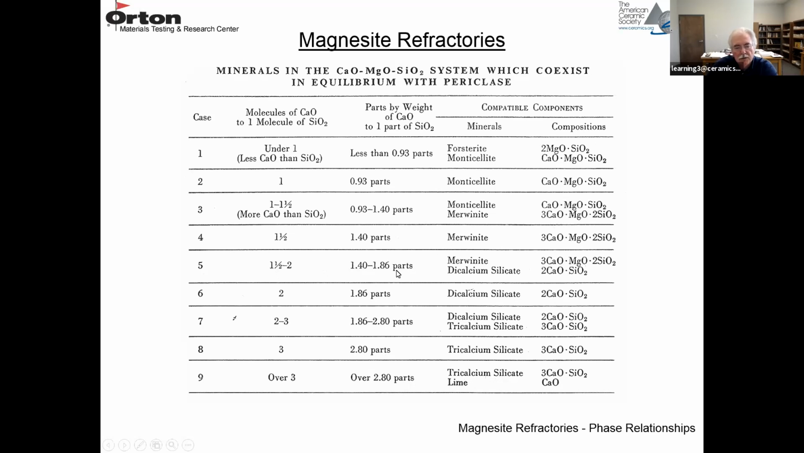When you go in the other direction, 1.4 to 1.86, you have dicalcium silicate, which is a high temperature material, but now you have merwinite, which is a lower melting material. When you're down to 1.4, you're just going to have merwinite. 0.93 to 1.4, you have this combination monticellite and merwinite, both low melting materials with low melting eutectics. And 0.93 is just monticellite. And when you get all the way over to less than 0.93, you now have forsterite plus monticellite. Forsterite is a high temperature material, but you also have monticellite present as the equilibrium phase.